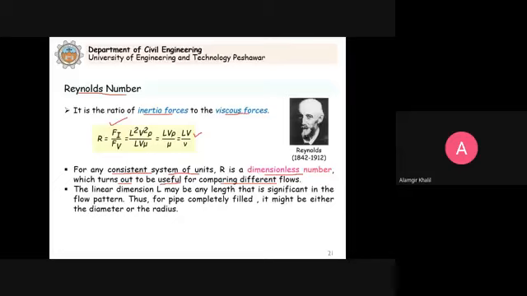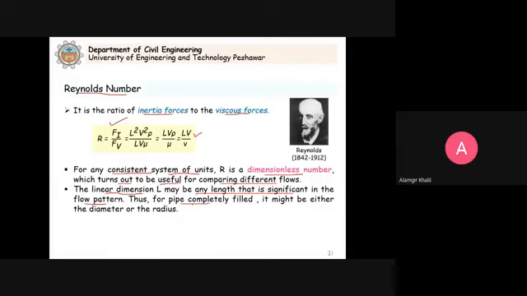Now the linear dimension L may be any length that is significant in the flow pattern. For a pipe flow, if you remember, now this chapter is not only about open channel flow. The open channel flow chapter is now finished. Now we are discussing similitude. So the problem can be a pipe flow problem, an open channel flow problem, or any other fluid mechanics problem.